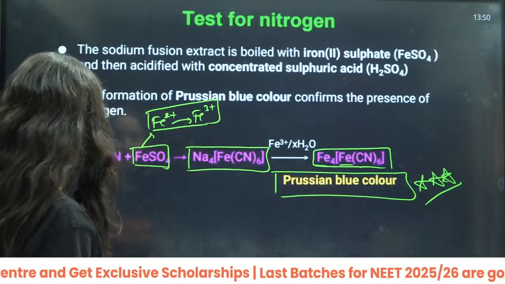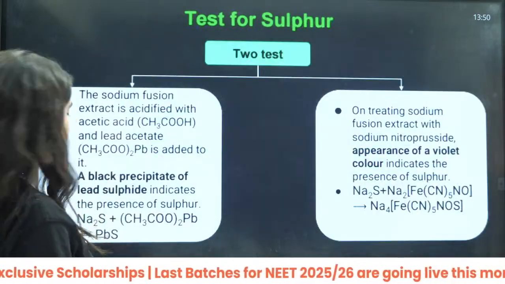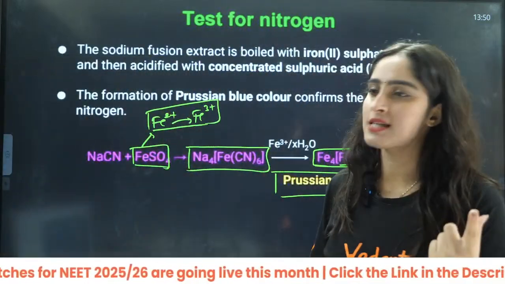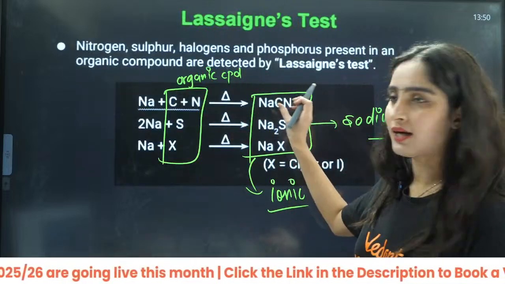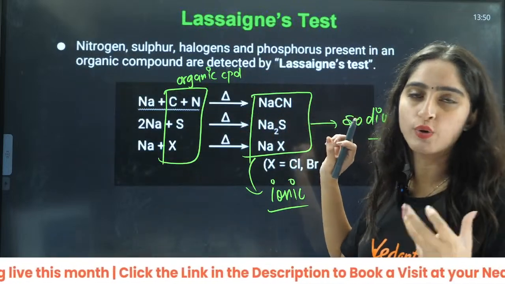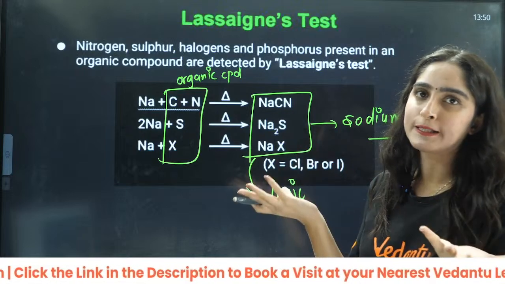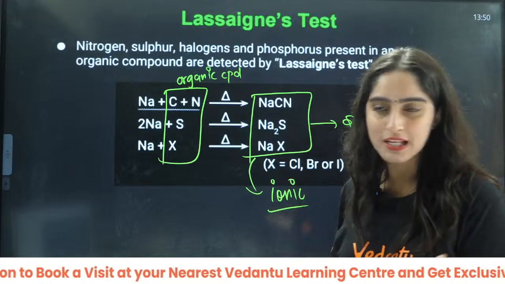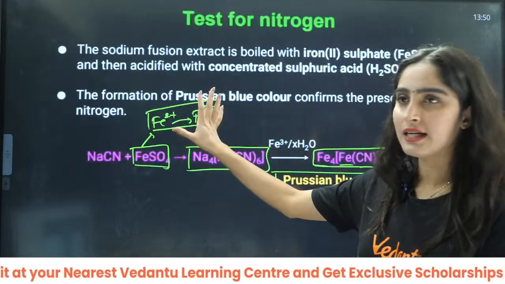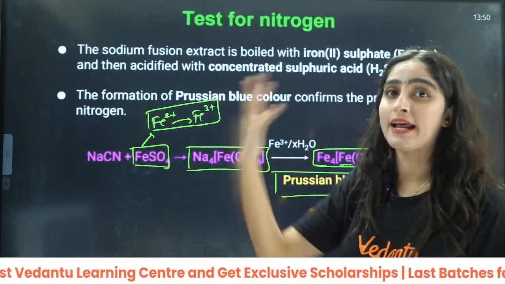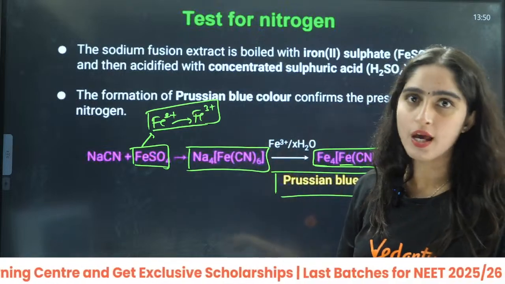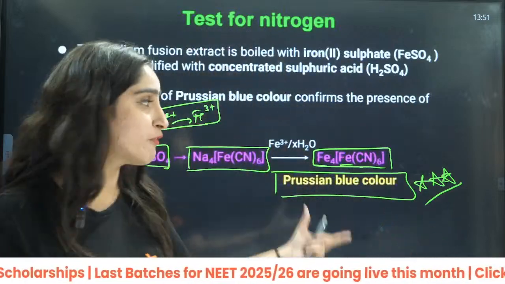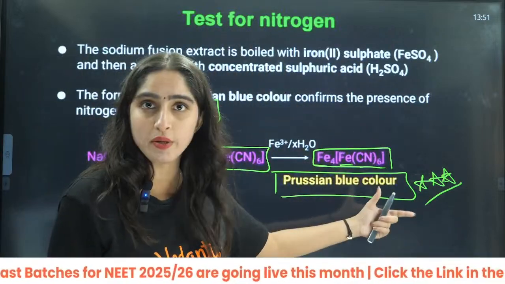Okay, beta. So that was the test for when you have nitrogen. Understood one thing? First step is very simple, that you will make a Lassaigne test, or you can say a fusion extract. Okay? Lassaigne extract or fusion extract you will make. After that, there will be different tests to identify whether it is nitrogen only. For this, you will make Prussian blue color. Prussian blue color will be formed.